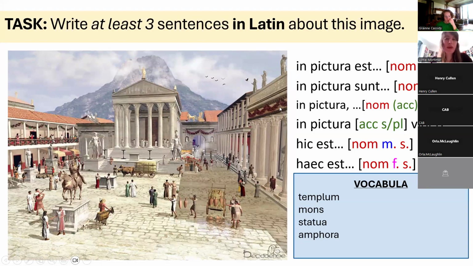Get students writing, give them a picture. Write me some Latin about this picture, but give them some guidance. Sentence starters. What do they need to put in those sentences? Is there any vocabulary that they need? Providing those scaffolds to let them do the task.